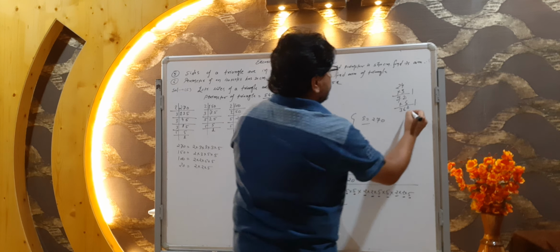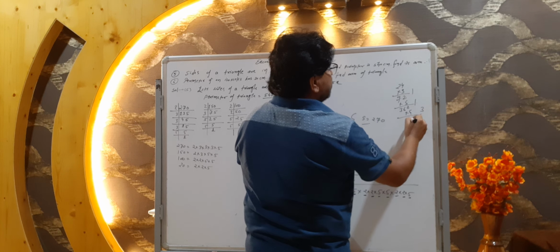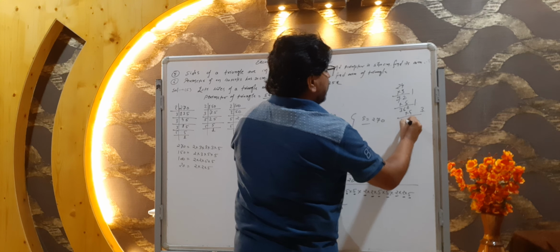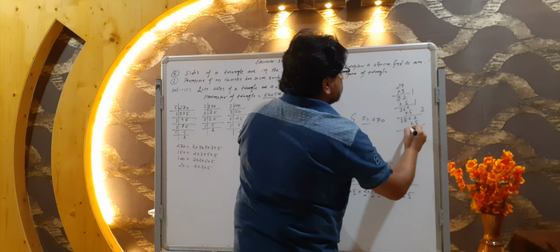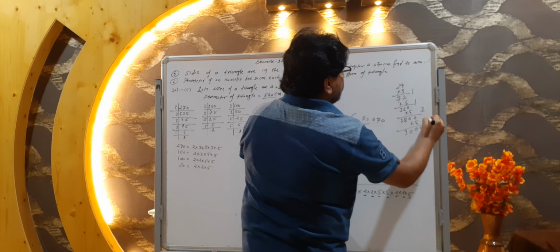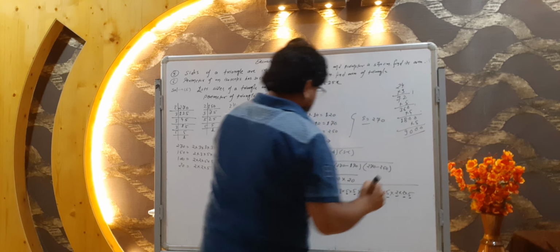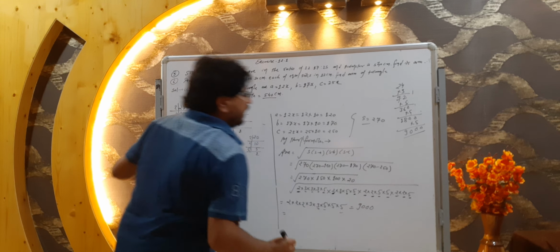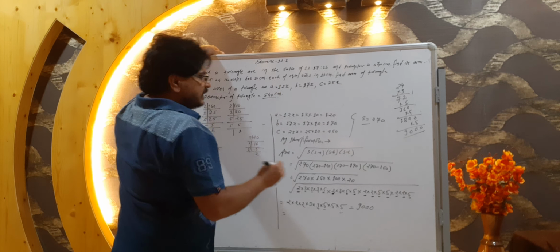5 2s are 10, 0 carry 1, 5 7s are 35 and 1, 36. This 5. Now again 5. 5 0s are 0. 5 6s are 30, 0 carry 3. 5 3s are 15, 16, 17, 18. What to write here? 18. Now again 5. 5 0s are 0, 5 0s are 0. 5 8s are 40, 0 carry 4 here, 5 and 5 and 4, 9. So see what we got? 9,000 square centimeter.